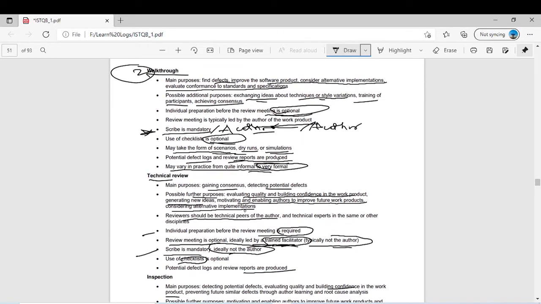Now the third type is technical review. It is, you can say, 75% formal. The name suggests all the participants will be totally technical. They are field related.